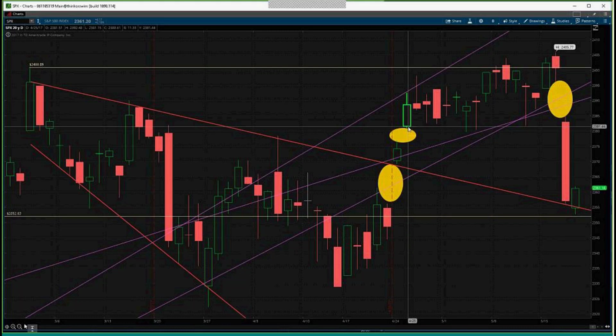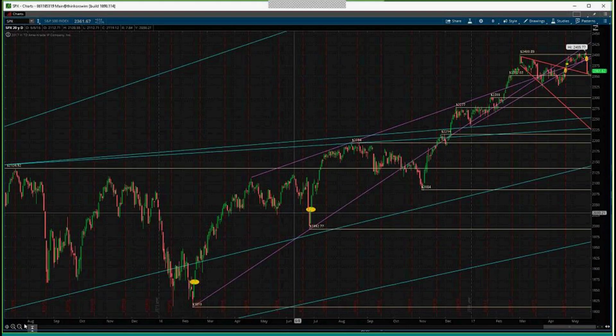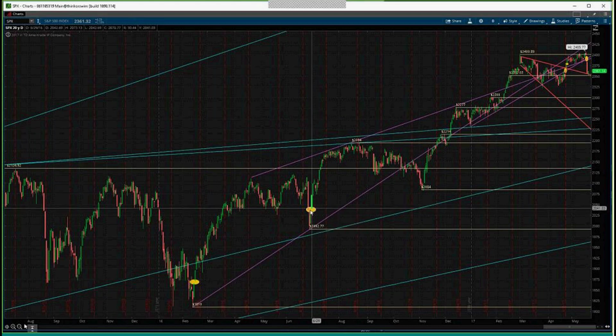Those who've been watching the Monday Market News, I will tell you that gaps almost always fill. Yes, some people will say, well, Jim, these gaps didn't fill over here. This is a great example of a gap that doesn't fill.